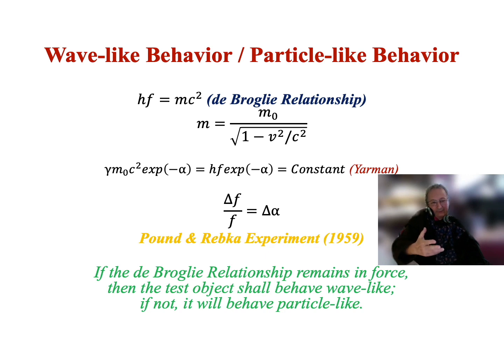So then, if the De Broglie relationship remains valid, then the test object should behave wave-like. If not, meaning if HF for the gravitational interaction of concern cannot be set equal to mc square, it means that the object does not behave quantally or does not behave wave-like in the gravitational field of concern. It may behave quantally in a different gravitational field. For instance, the Pound and Rebka photons behave quantally in Earth's gravitation.